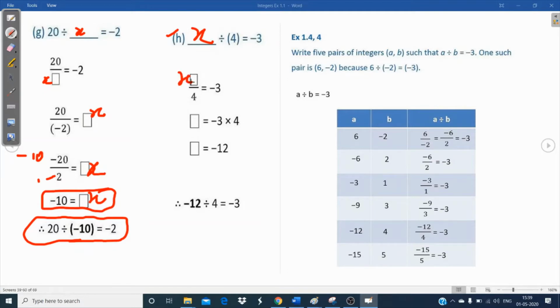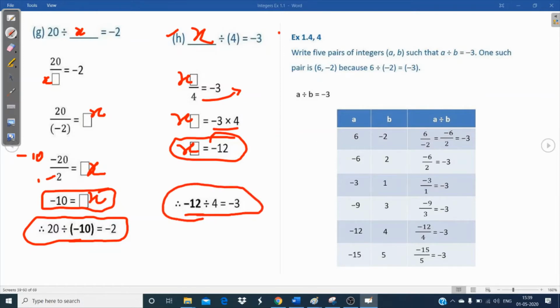Similarly in the last part, let's take this unknown integer x. So x upon 4 equal to what? Minus 3. So leave the x here itself. The 4 there will go. Cross multiplication, minus 3 into 4. So 3 4s are 12 and since it is negative, minus 12. That will be the value of x. So again, minus 12 divided by 4. 4 ones are 4, 4 3s are 12, minus 3. So what you will get? Minus 3.